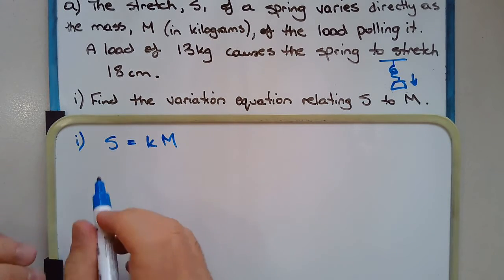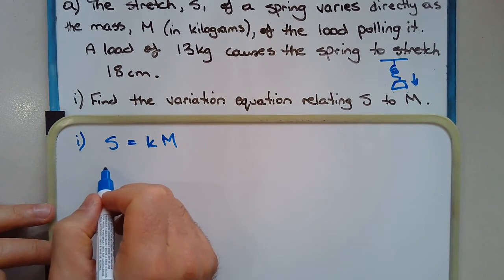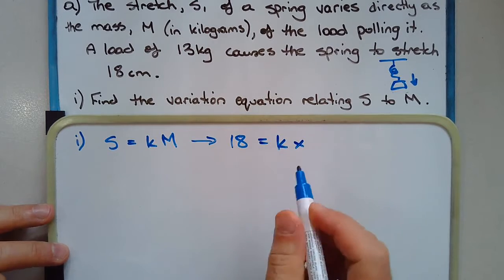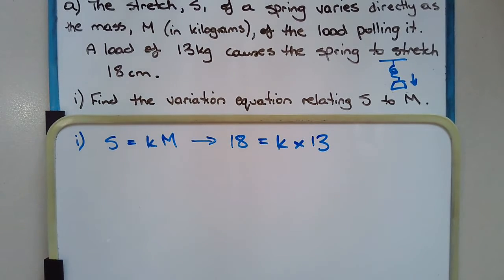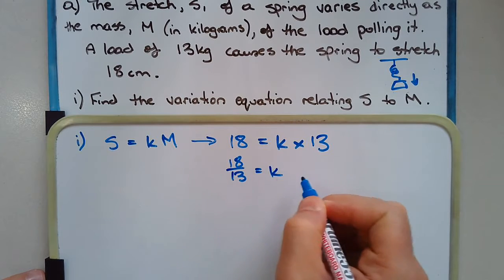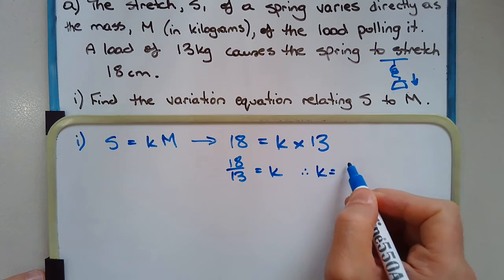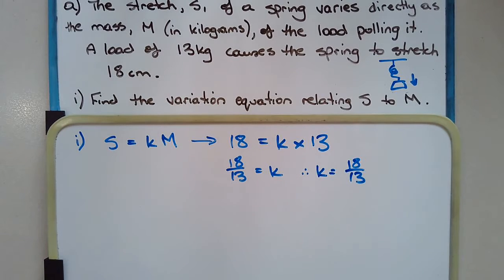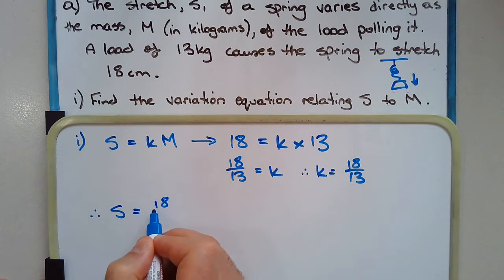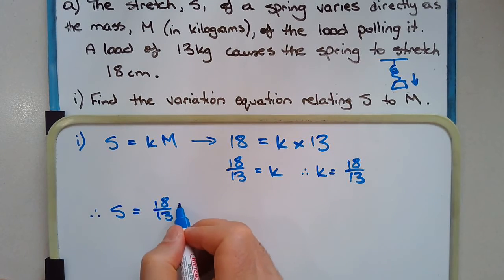So 18 centimeters is equal to K times 13 kilograms. Divide both sides by 13, so moving the 13 over, 18 on 13 equals K, therefore K is equal to 18 on 13. So what would the variation equation be then? Therefore, S is equal to 18 on 13 multiplied by M.